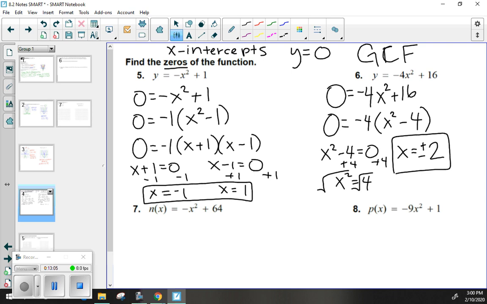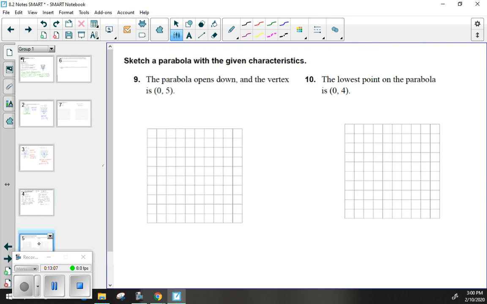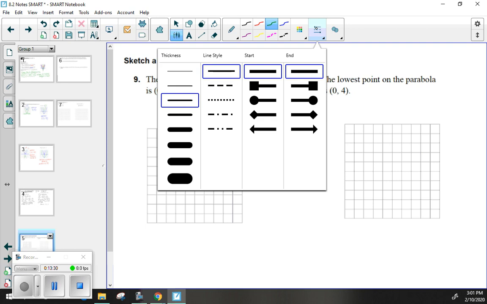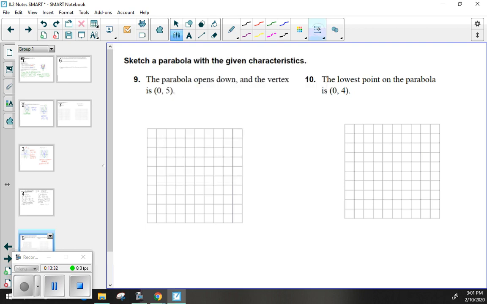We're going to skip 7 and 8 and move on to number 9. Take a look at that. We're going to sketch a parabola with the given characteristics. So the parabola opens down, which we know because that's given to us. We know that's going to have the legs or what have you pointing downwards. And the vertex is 0, 5. I'm going to do this in color just so that it shows up a little bit better.